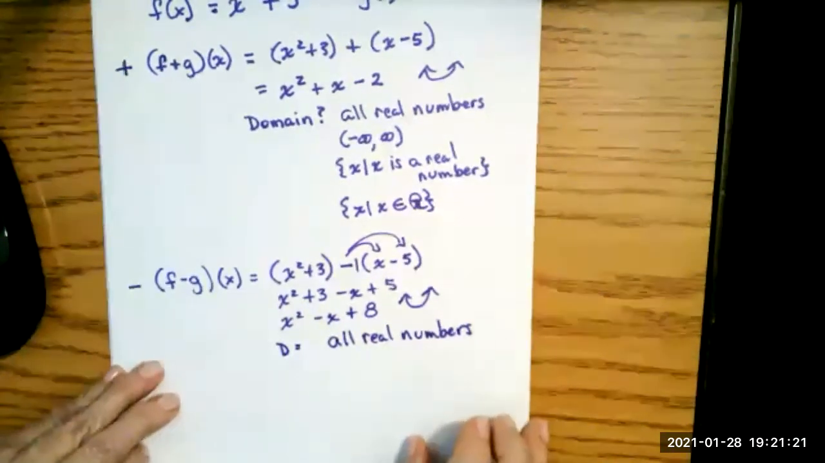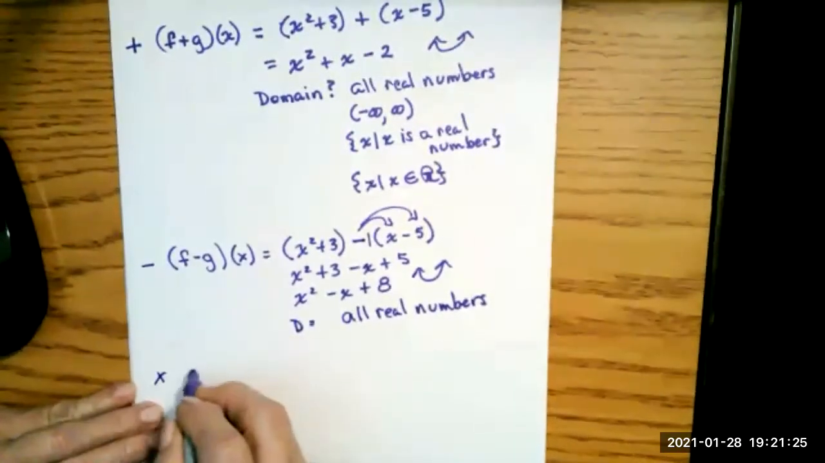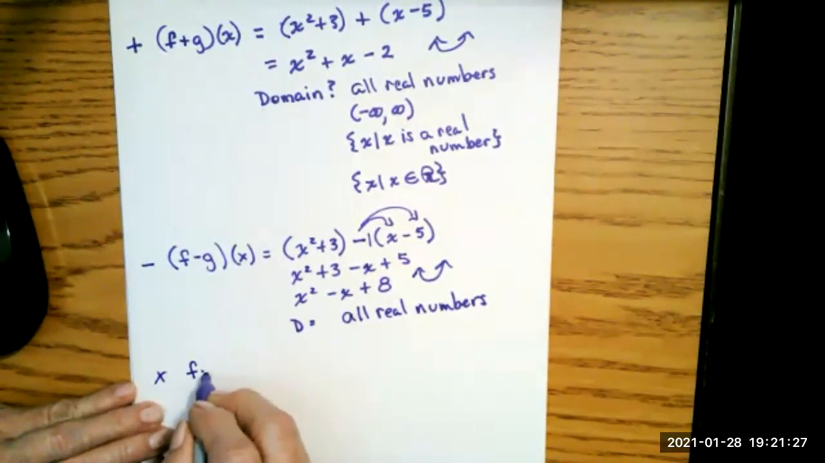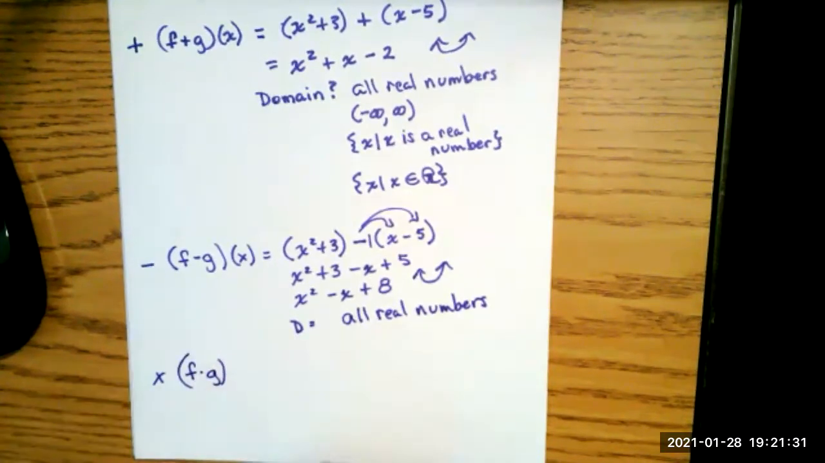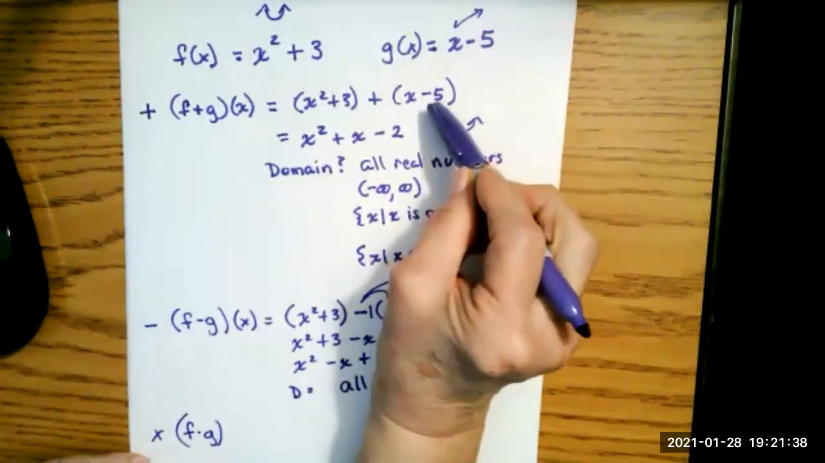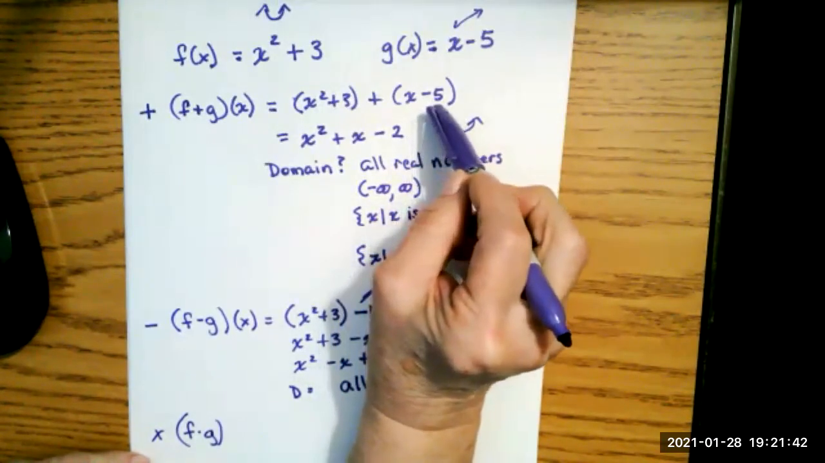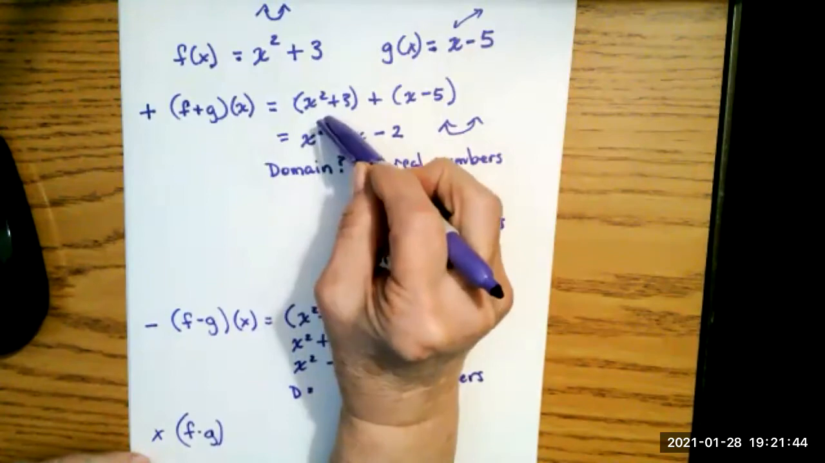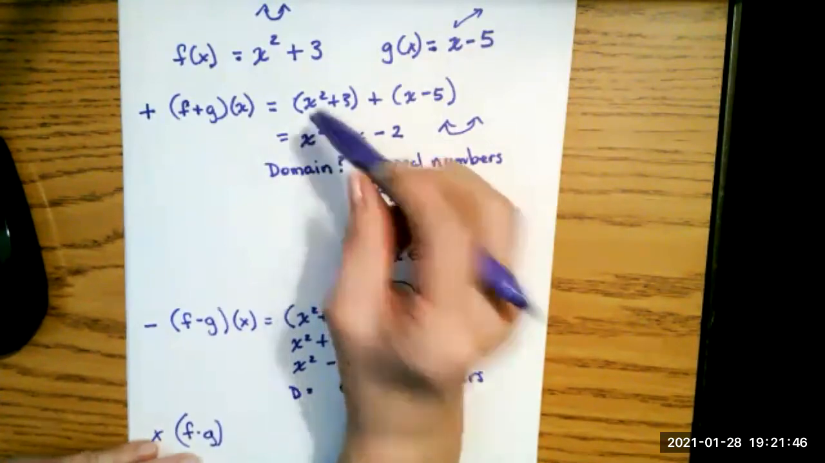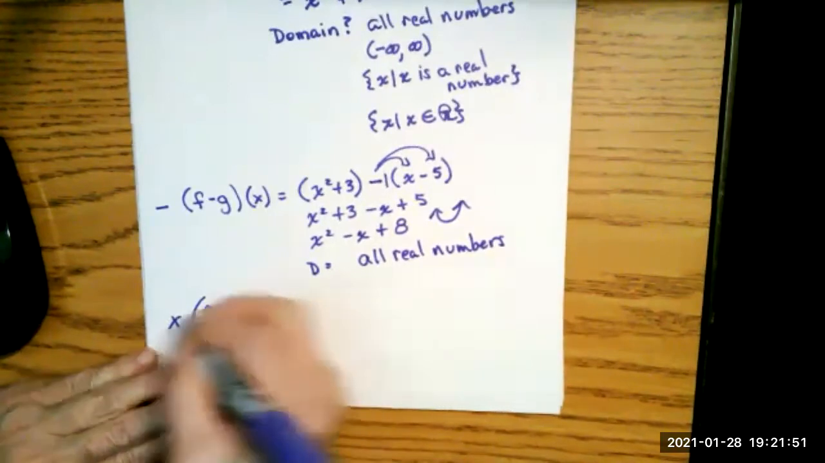Okay, now then, we're going to multiply them. I think I might have room to multiply them on here. We're going to say F times G. And by the way, one of them on your assignment says G times G. If it were G times G, you would take the X minus 5 and multiply it by the X minus 5. If it was F times F, it would be X squared plus 3 times X squared plus 3. But this one says F times G of X, and it's multiplication.